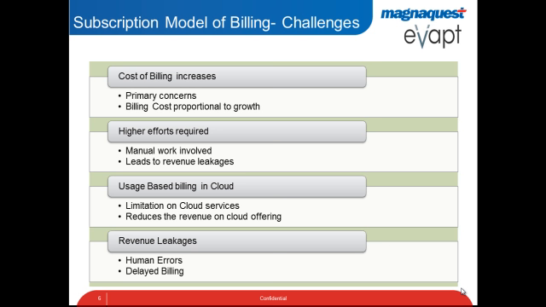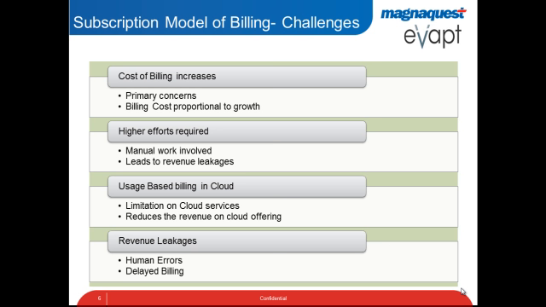The second thing is that higher effort is required. If, let's say, an accountant is doing this activity, it's a repetitive process for him, and it demands a lot of his physical energy. And the third point is that usage-based billing in cloud is a very big challenge. With 10, 20, 30 customers you can bill them manually, but anybody who has crossed a 100-customer base will really know the pain of billing their customers manually based on their usage.